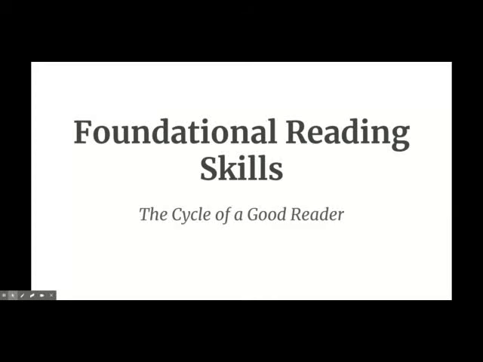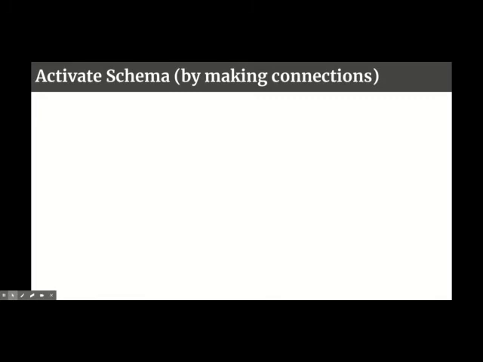This is Foundational Reading Skills, and today I will model for you the strategies a good reader uses to better understand the text they are reading. The first strategy is activating schema. This means making connections to what you already know. We are going to look at the story The Hare and the Tortoise as an example.